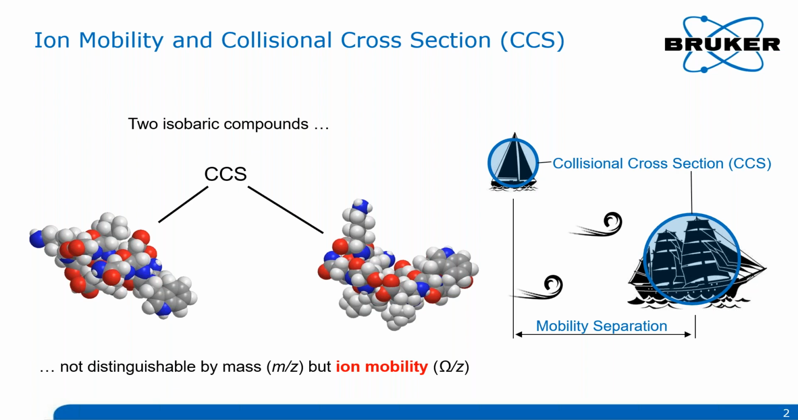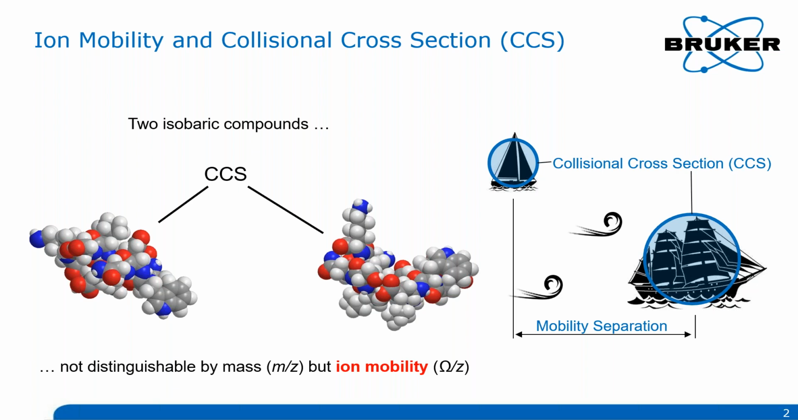Fortunately, different molecular structures typically mean different collisional cross-sections. Simply put, collisional cross-section is the size of a molecule and measures how often it will collide with other molecules around it. Just like with these two sailing ships on the right of the screen, more sails or greater collisional cross-section means stronger interaction with the wind or a gas flow.